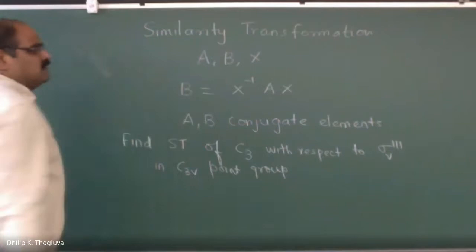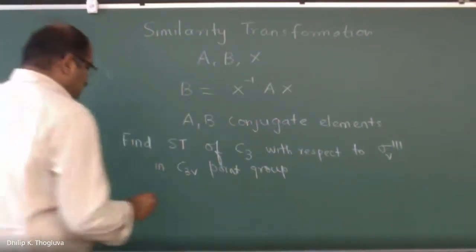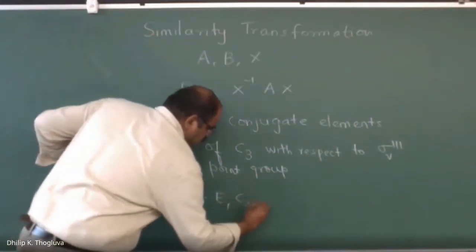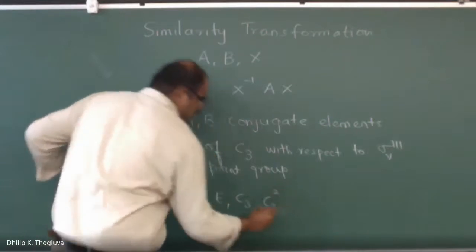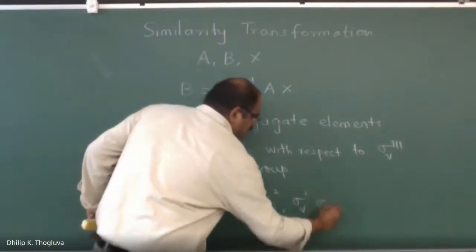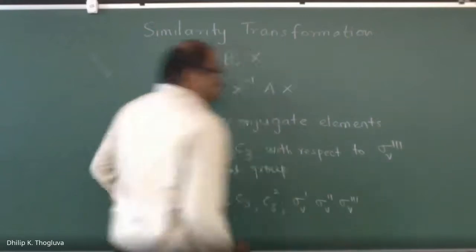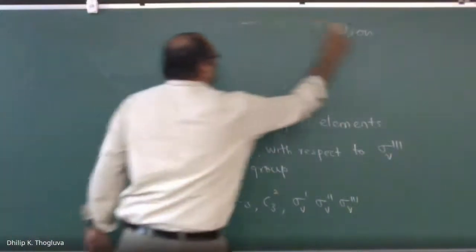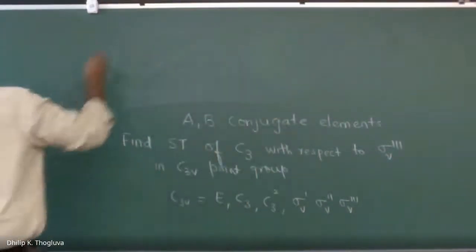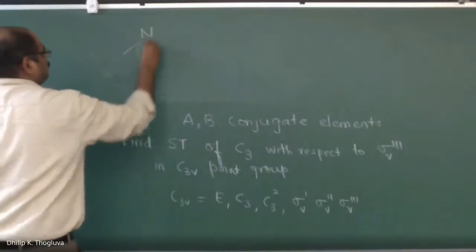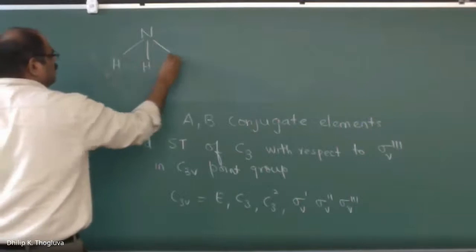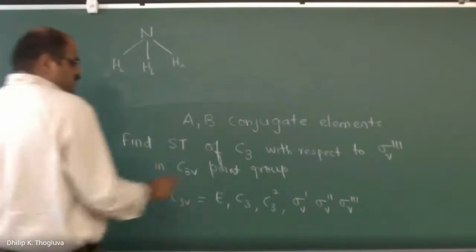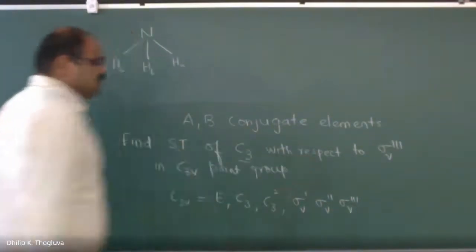C3v has E, C3, C3 squared, and 3 planes: sigma v prime, sigma v double prime, and sigma v triple prime. We have been doing this for the last couple of classes. Let's take an example of this molecule. For this point group we take ammonia, with hydrogens labeled HA, HB, and HC.